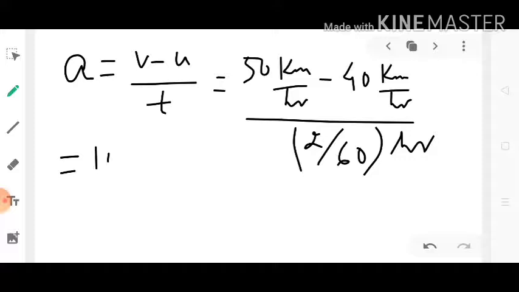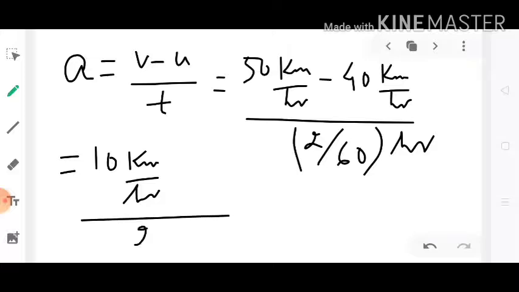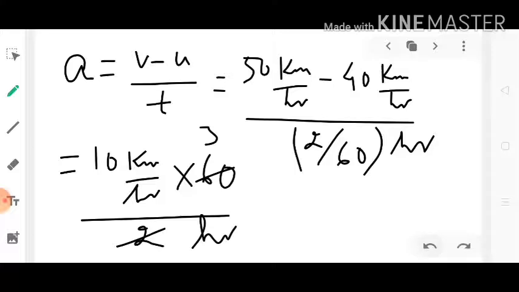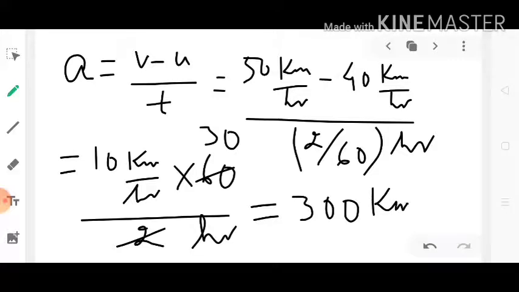So let's do the calculation. 50 minus 40 will give you how much? 10 km per hour divided by 2. Now that 60 will go to the numerator. So in the denominator, hour is left. Let's do the calculation. By 2 you can cancel out 60 as 30. Okay, so now you can multiply. So 30 into 10 gives you 300, and then kilometer per hour square. Right? That is the acceleration of the train.